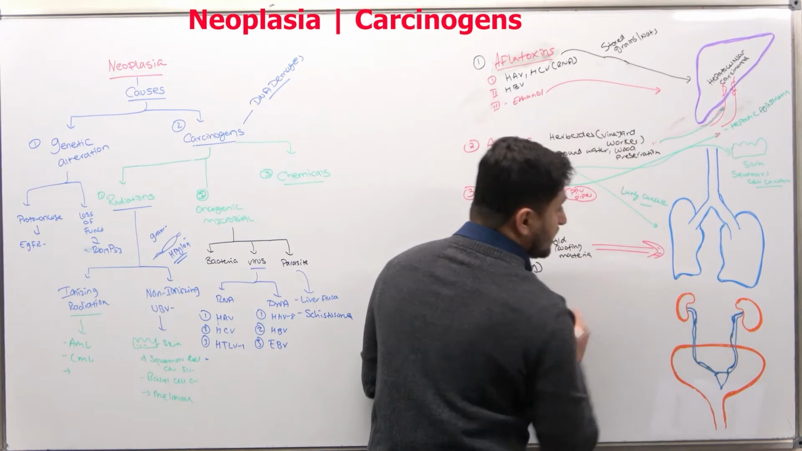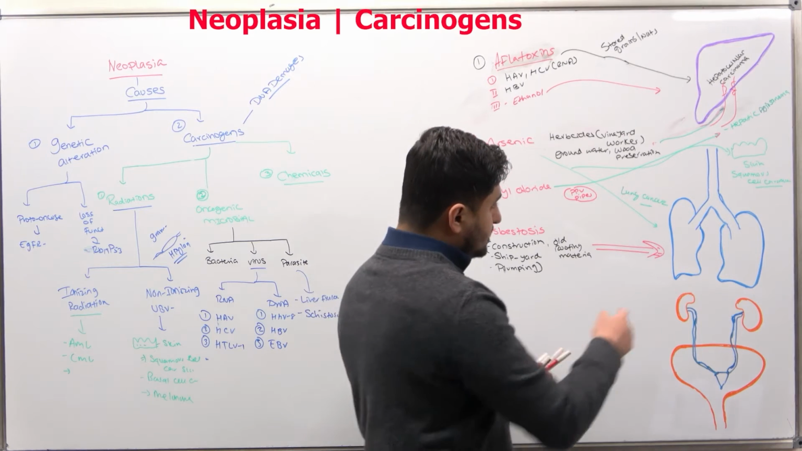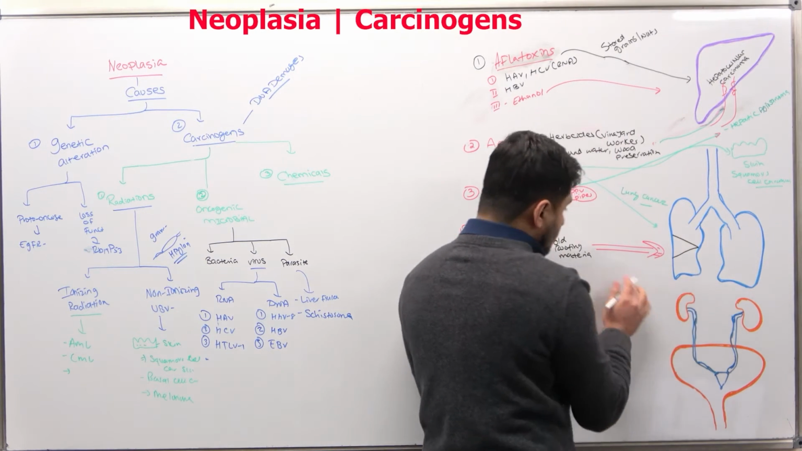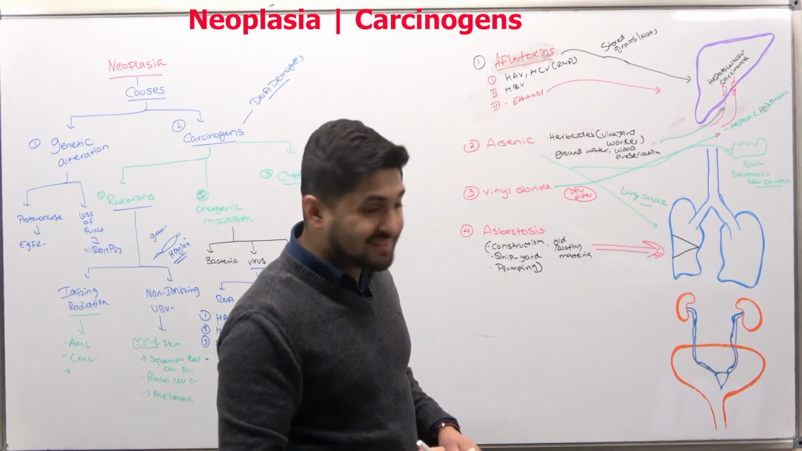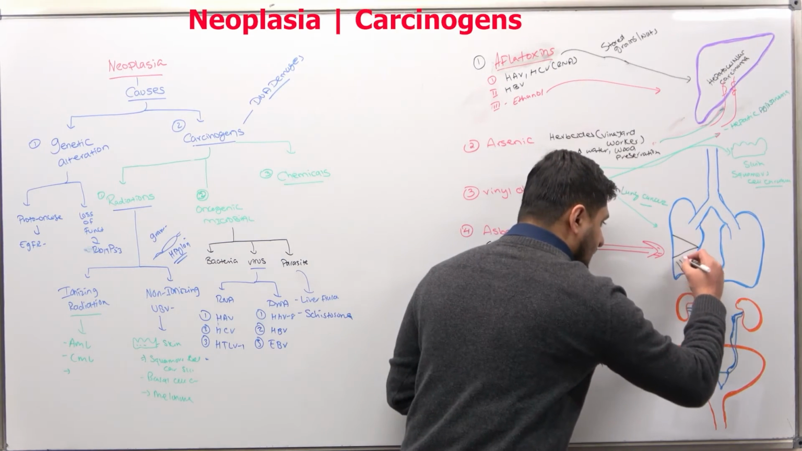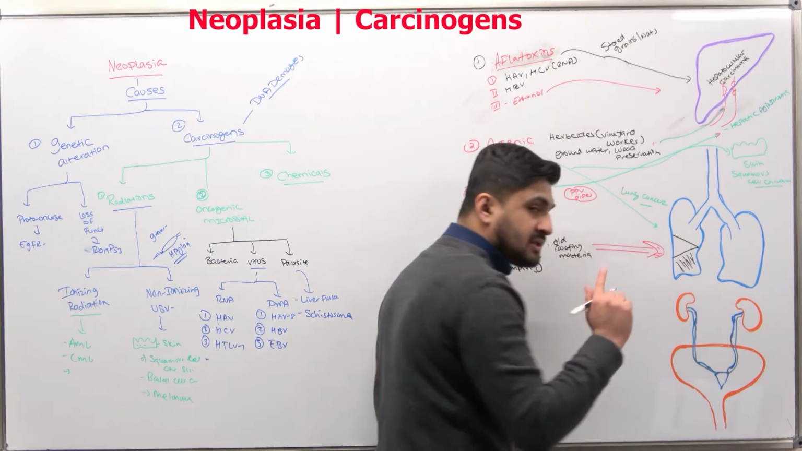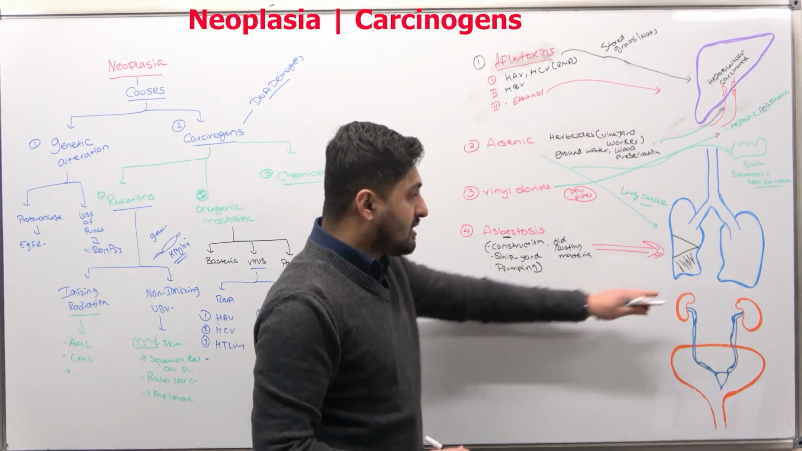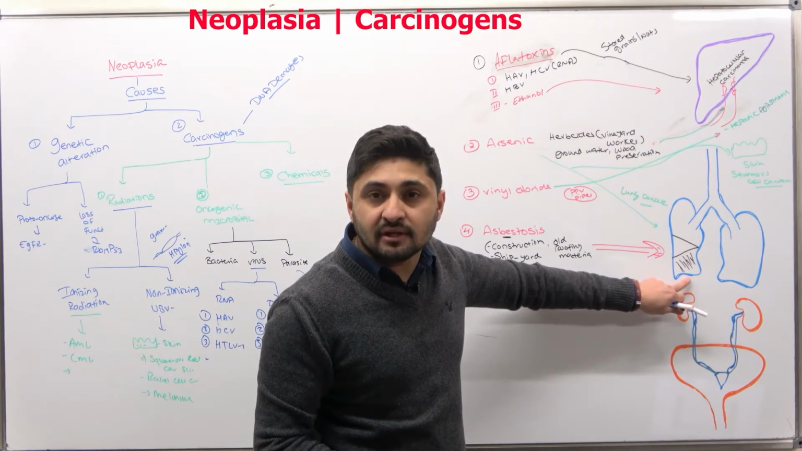Asbestosis primarily involves lung cancers. If you look at this lung, the lung has different lobes, and this is a very important point to remember. Usually asbestosis affects the lower lobe. Please remember that. Asbestosis, you can think of this as a base, so it affects the base of the lung.